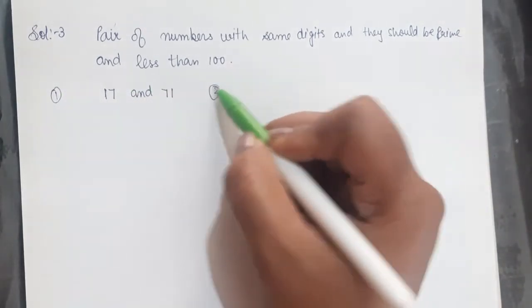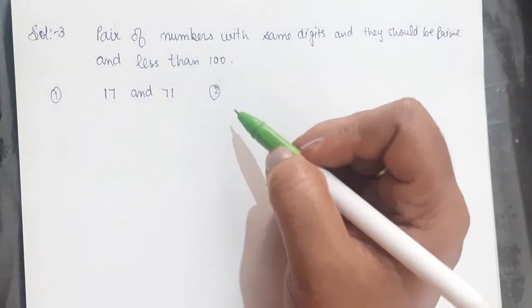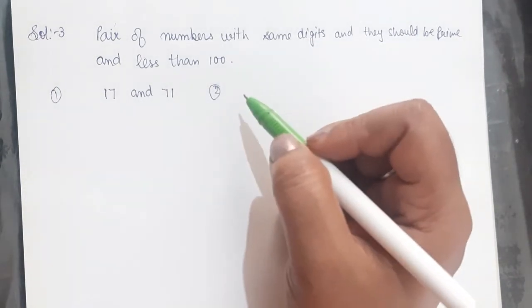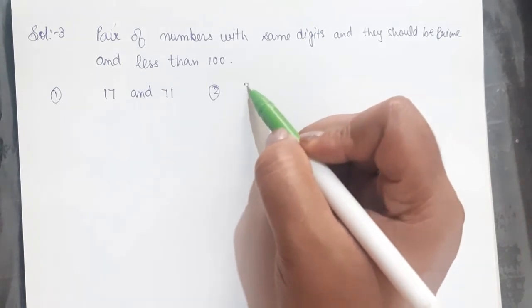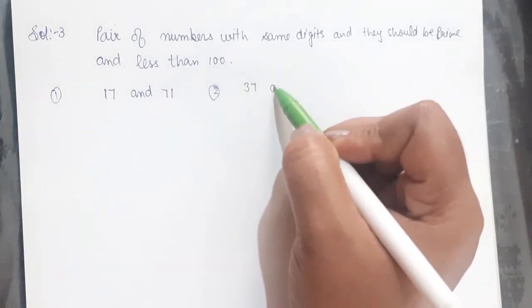Pair number 2, what else can we write? Suppose I am taking 37 and 73.